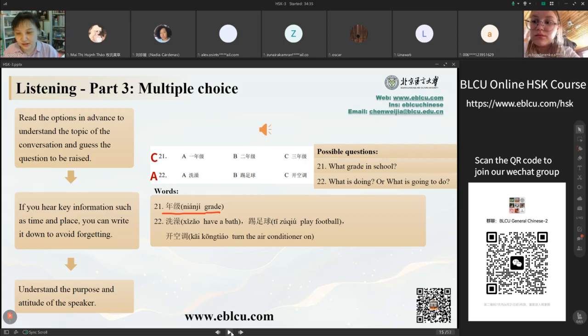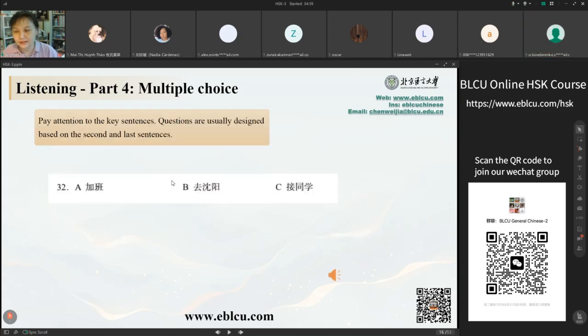Okay, so you guys doing it very good. Let's try the last part of listening. It's still multiple choices, but for this part, they will play a longer conversation, usually maybe 4 or 5 sentences between two people. And then they will ask a question, and you need to choose the correct answer according to the question and the conversation. Okay, so for this part, usually questions are designed based on the second or the last sentence. So you need to pay attention to it. And let's take a look at the options first.